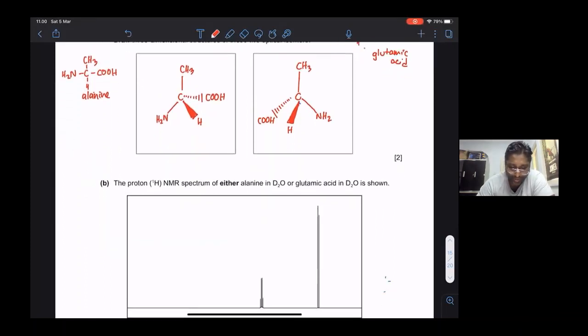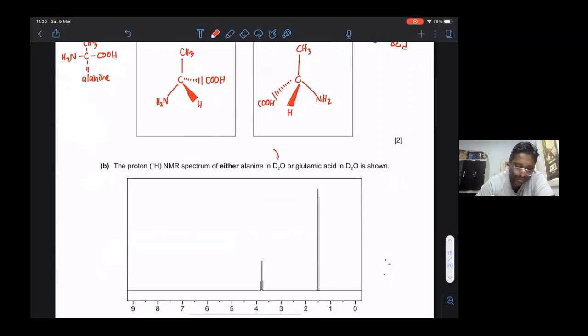Now the proton NMR of either alanine in D2O. This is heavy water. So if you have heavy water, the OH bond and then the NH bond will not be shown because rapid exchange normally will happen between the hydrogen. Because of that rapid exchange, the hydrogen is going to be replaced by deuterium. Deuterium is going to be hydrogen 2, so it's even mass, it's not going to be detected or give any NMR spectrum. So that peak will be disappearing.